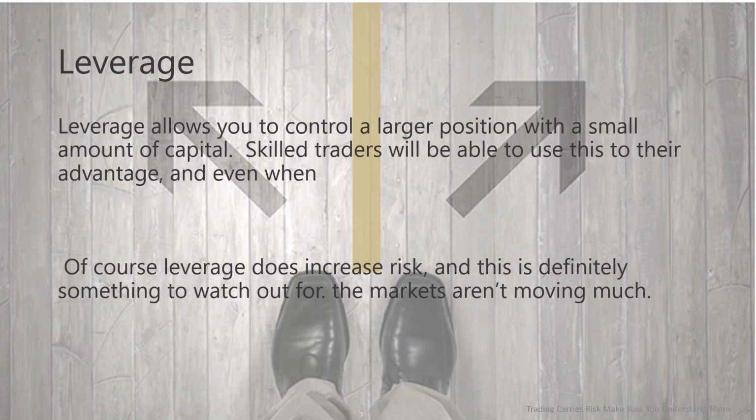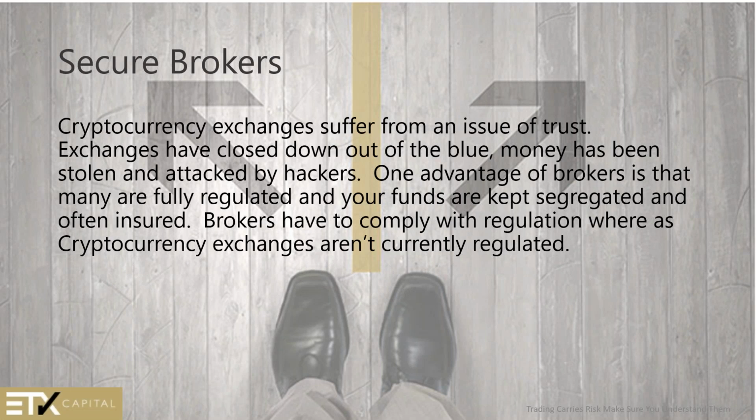Also, if you've been watching the news or you attended our class last week on the new FCA ESMA regulations, you know that the European super regulator has reduced leverage all across the board, not just on cryptocurrency, but on all trading, and cryptocurrency is now offered 5-to-1 leverage. That means for every $1,000, you can tie up $5,000 of Bitcoin. So leverage allows you to control a larger position with a small amount of capital. Skilled traders will be able to use this to their advantage. Of course, leverage does increase risk, and this is definitely something to watch out for. The markets aren't moving much, but you can still make beneficial trades by using leverage.